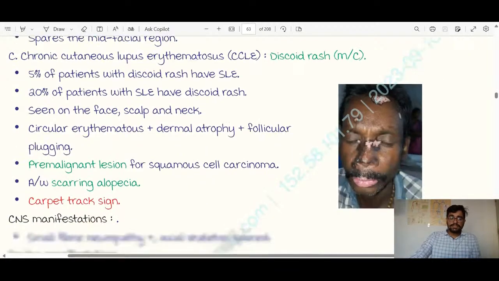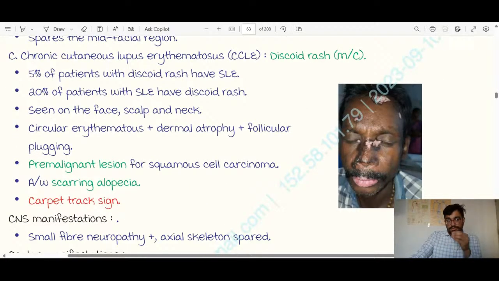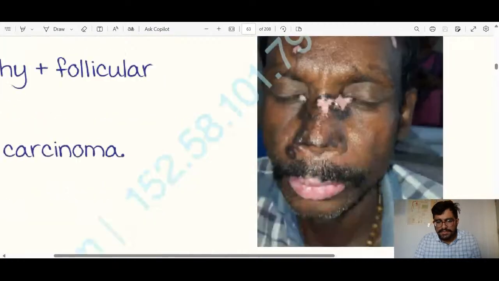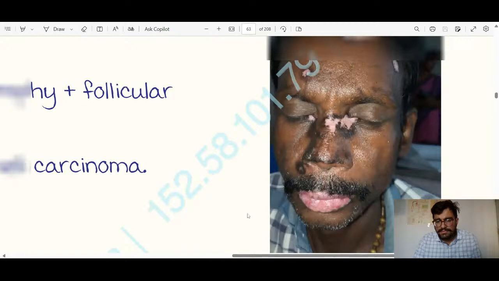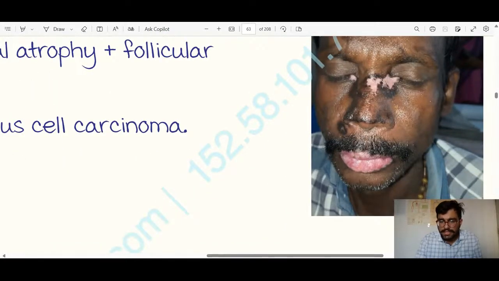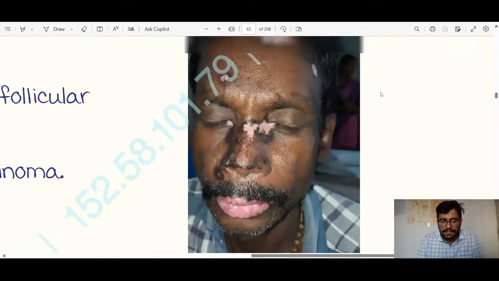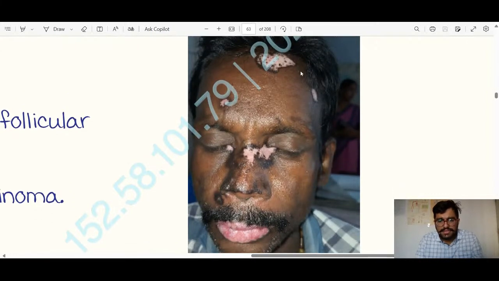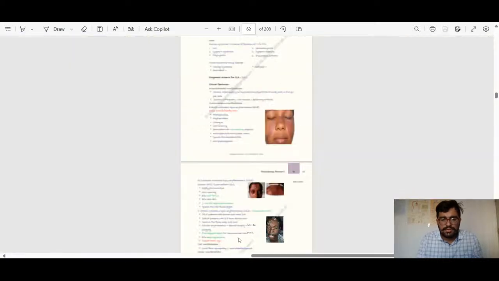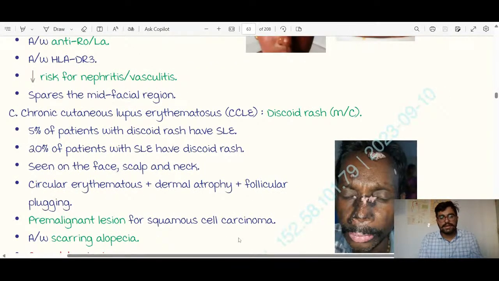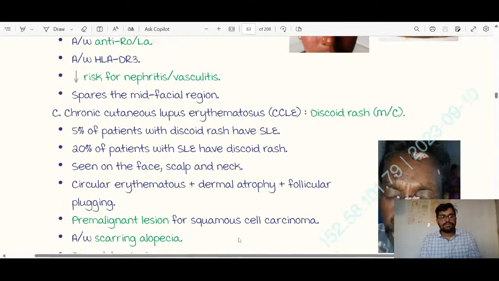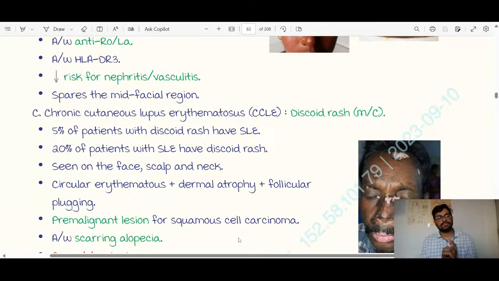Now chronic cutaneous lupus erythematosus (CCLE), discoid rash, most common. You can see this photo of the patient, how he is chronically suffering from the disease. Chronically, he is suffering from such kind of lesions, you can see here. So chronically, these are the affected parts. So in chronic cutaneous lupus erythematosus, the discoid rash is the most commonly affecting.